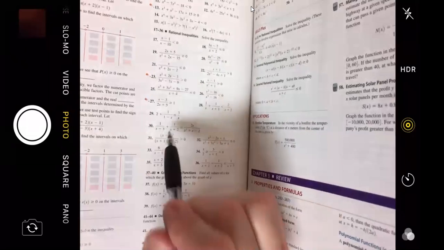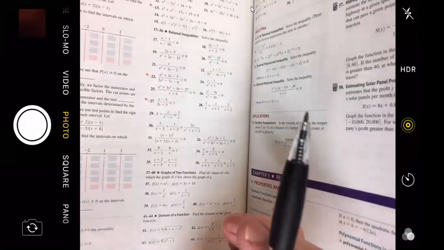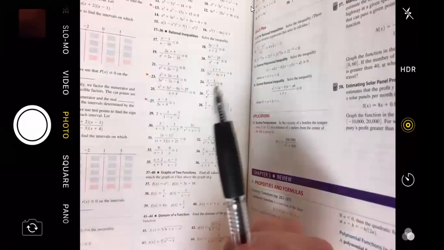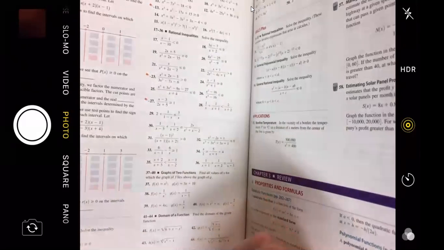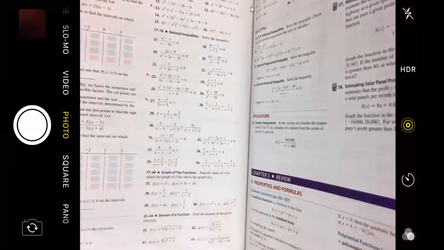You in the mood to see one of these? Sure. An easy one from up here or a nasty one from down here? I'll say easy one. Make it easier on you. Okay. 19? Sure. Okay.